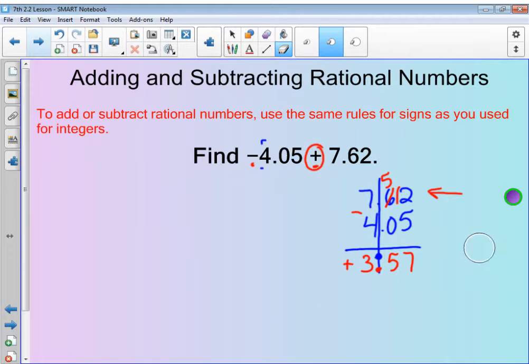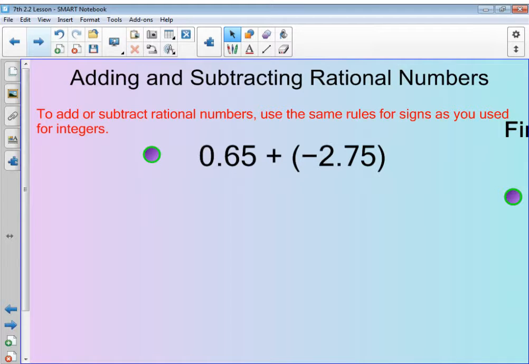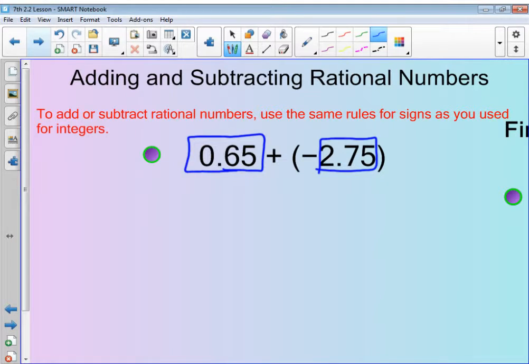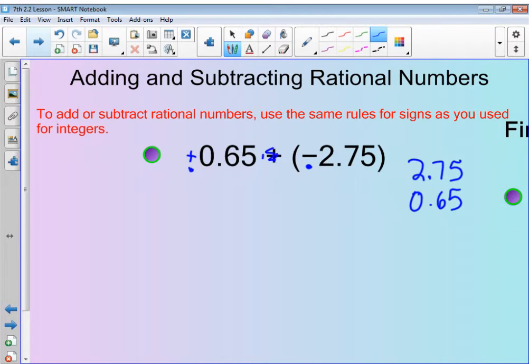Okay, so let's try another one. Okay, so bigger digit. We're just looking at the digits, not paying attention to the symbols in front. I'm saying the 2.75, so I'm going to go ahead and write that as my top number. And then 0.65 is going to be underneath. Now I'm going to decide if I'm going to add or subtract. So I'm going to look at the symbols in front. No symbol means it's a positive. So this is a positive versus a negative. Okay, this is really canceled out. It's not telling me whether I'm adding or subtracting. So I have a positive and I have a negative. Those are different. I'm going to find the difference. So I'm going to subtract.